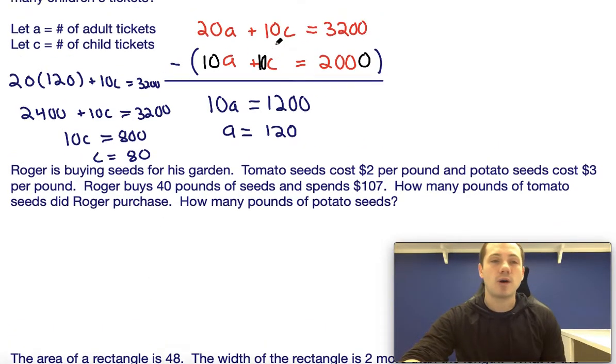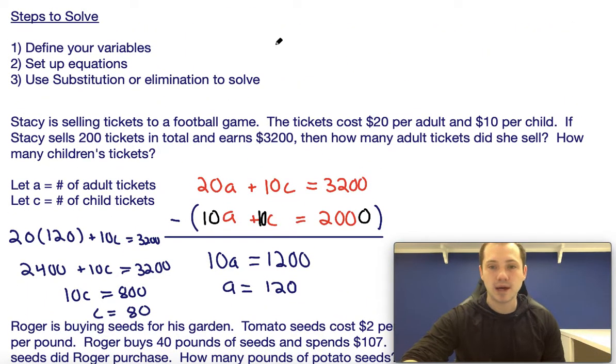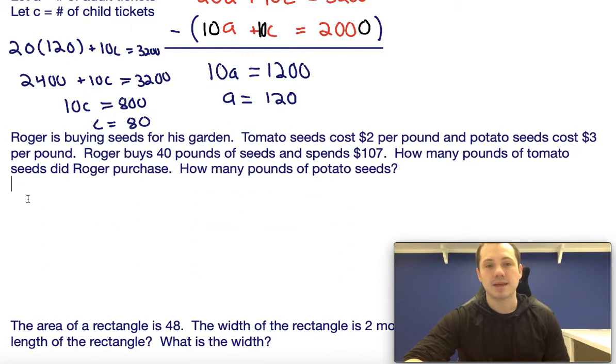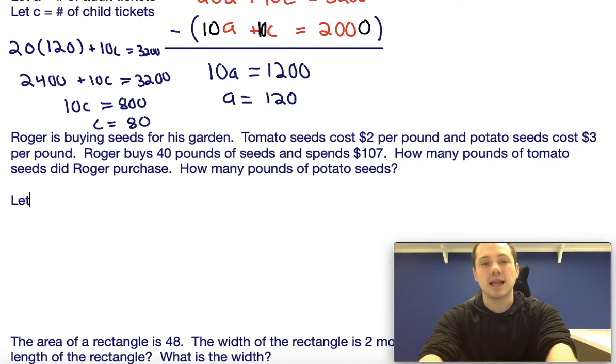So we're going to go ahead and walk through our steps again. Step one is we have to define our variables. So here, I think it makes a lot of sense to let T equal the total number of pounds. So it's going to be pounds of tomato seeds.